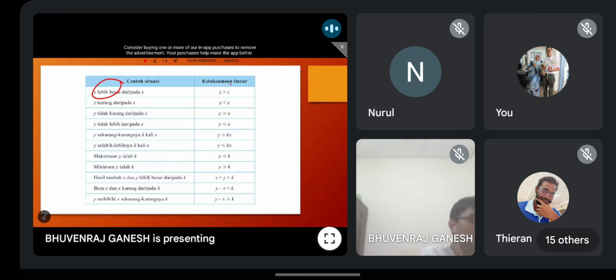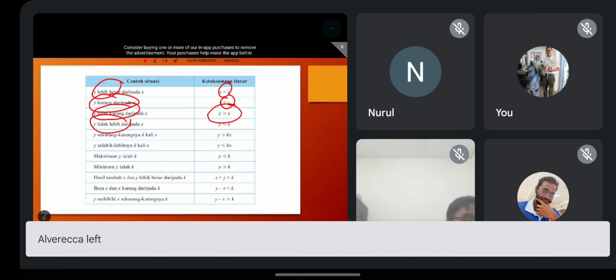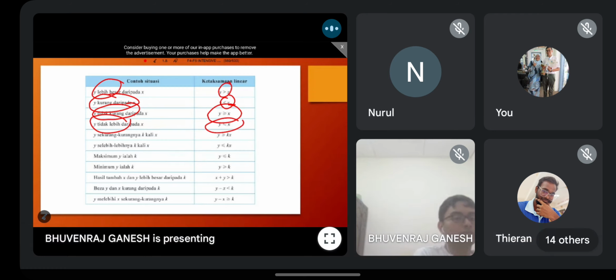So you see, lebih besar is greater than. Kurang daripada is less than. Sometimes they will try to trick you guys. They will give you confusing words. Not less than. Tidak kurang daripada. So it's greater than or equal to. Make sure you have the equal to sign. Okay, don't forget. Same with this. Tidak lebih. Okay, less than or equal to.